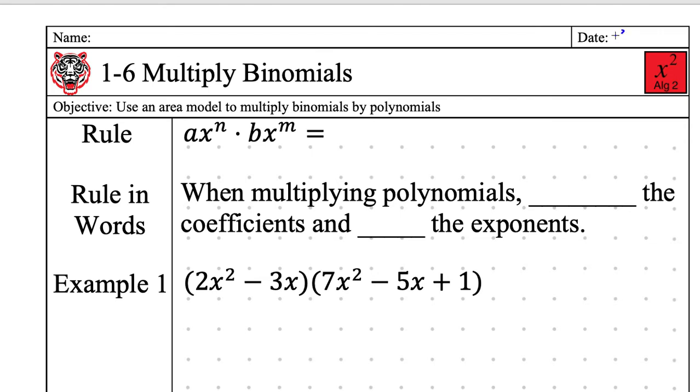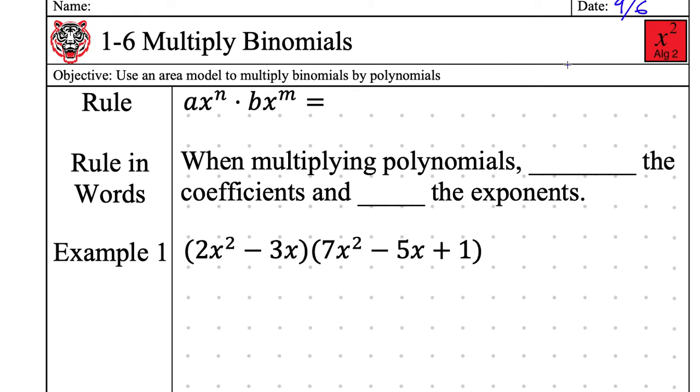Friday, September 6th. Make sure your name and date are on here. We know what our objective is. Our rule from yesterday that you should have memorized.